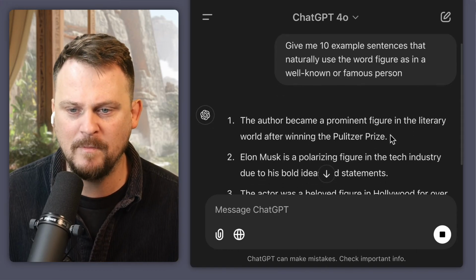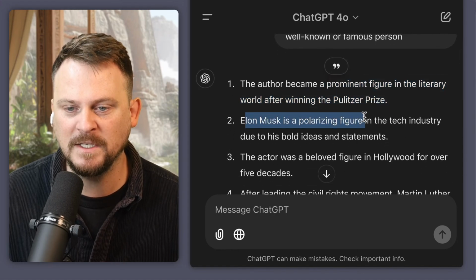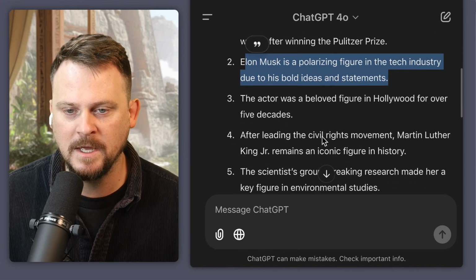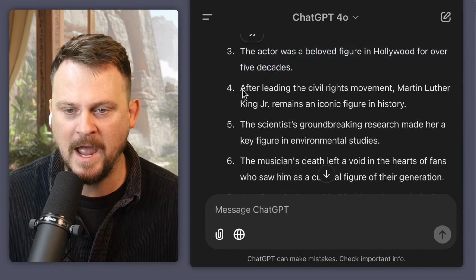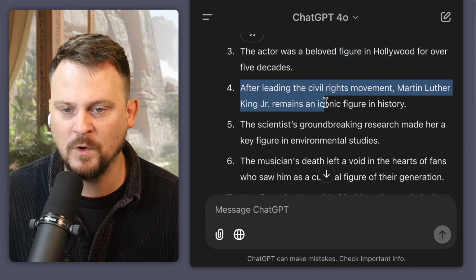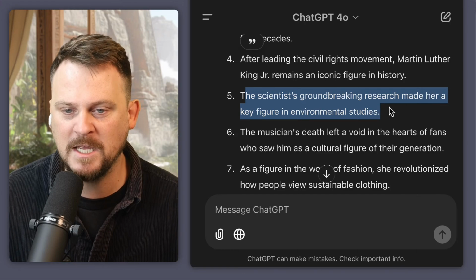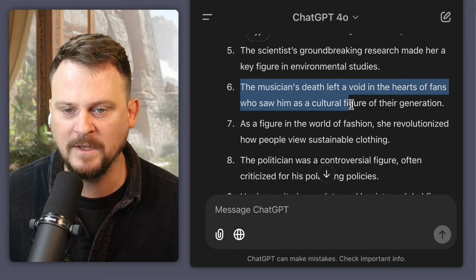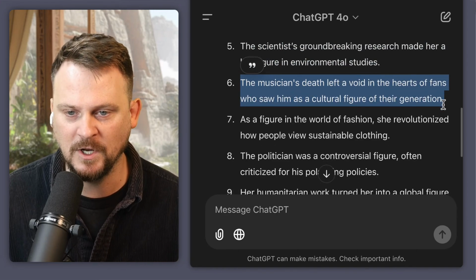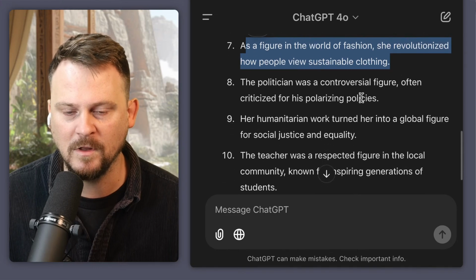The tutor became a prominent figure in the literary world after winning the Pulitzer Prize. Elon Musk is a polarizing figure in the tech industry. The actor was a beloved figure in Hollywood for over 5 decades. After leading the civil rights movement, Martin Luther King Jr. remains an iconic figure in history. The scientist's groundbreaking research made her a key figure in environmental studies. The musician's death left a void in the hearts of fans who saw him as a cultural figure of their generation. As a figure in the world of fashion, she revolutionized how people view sustainable clothing.